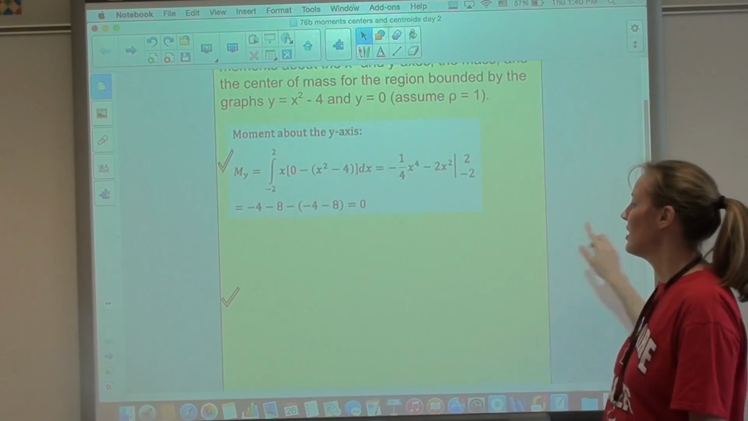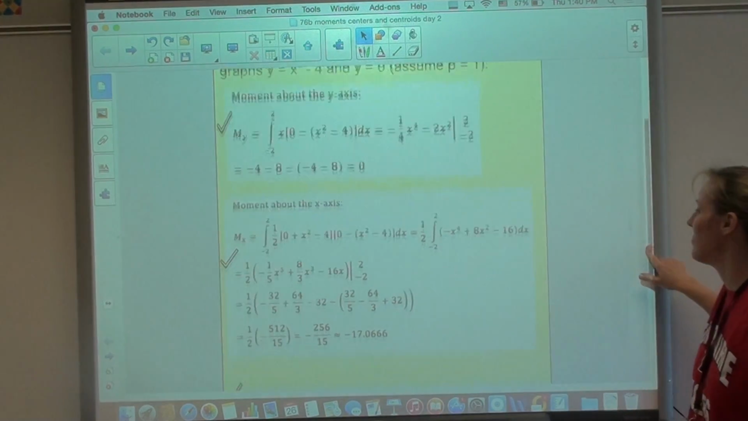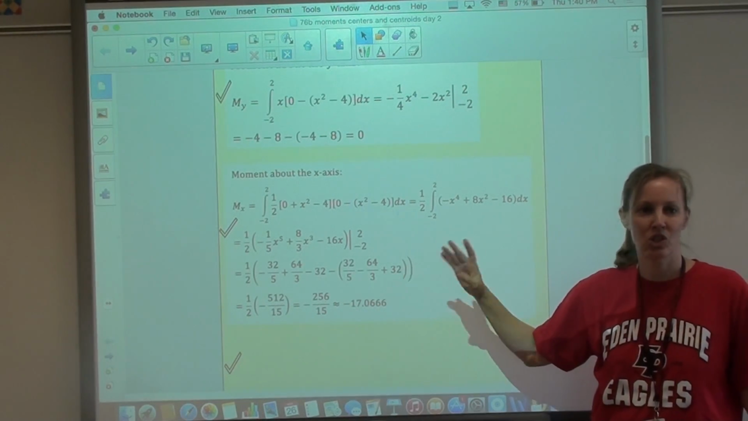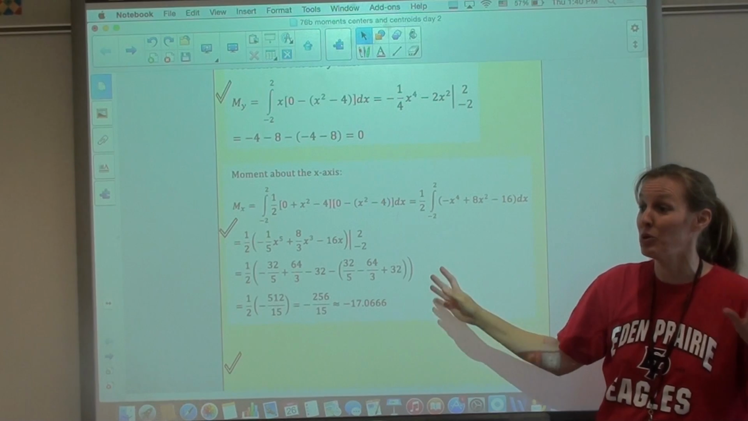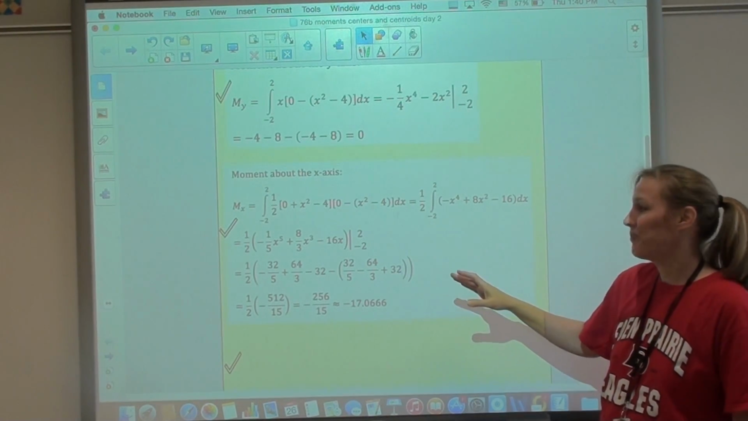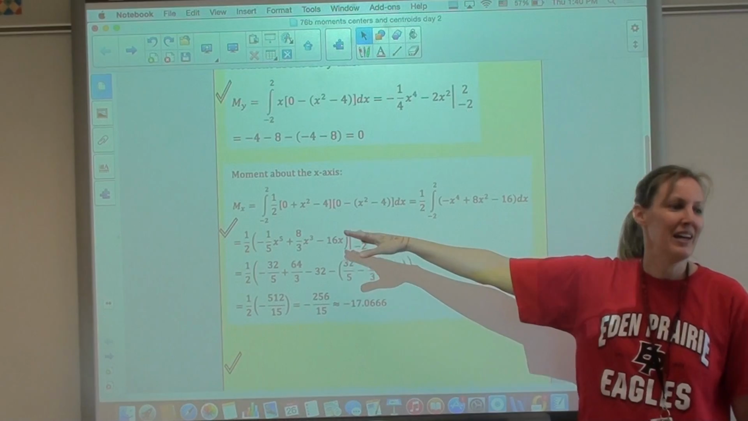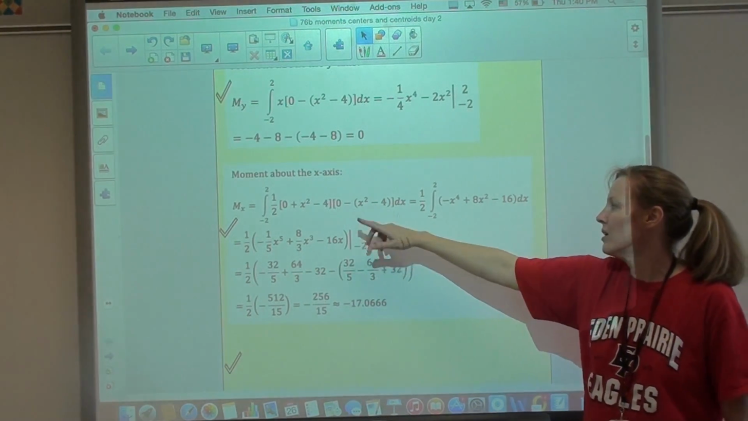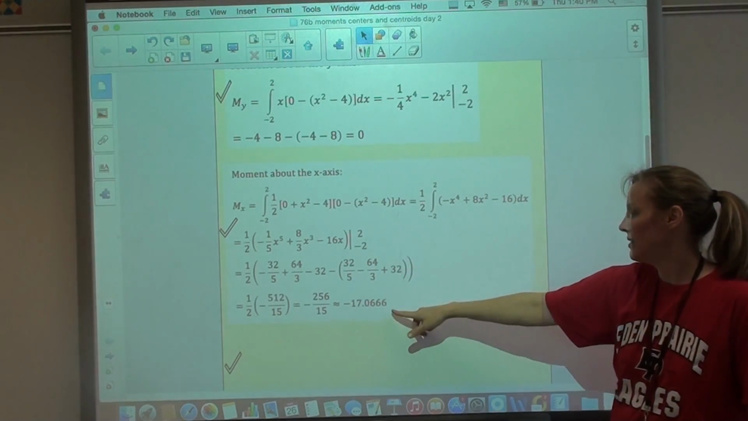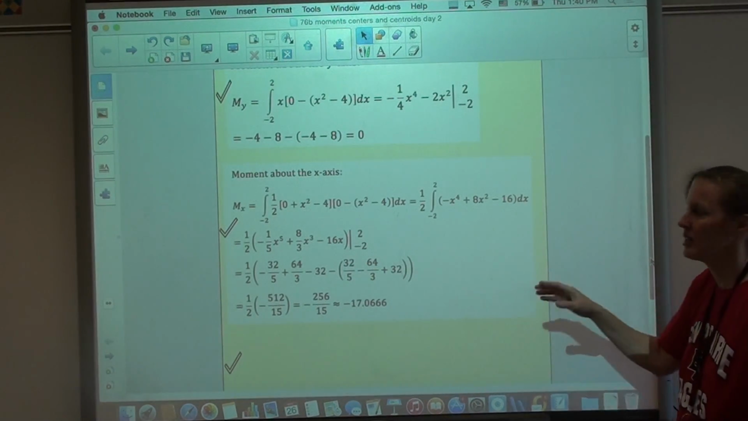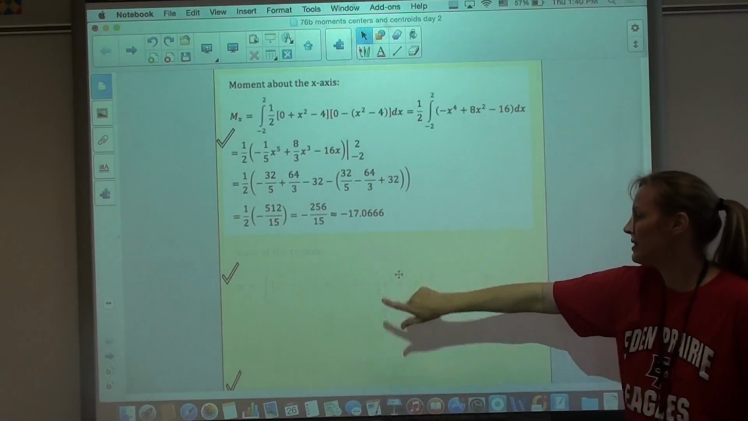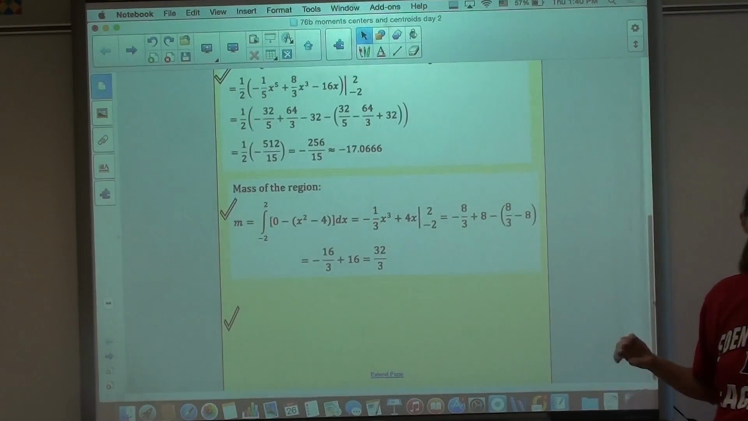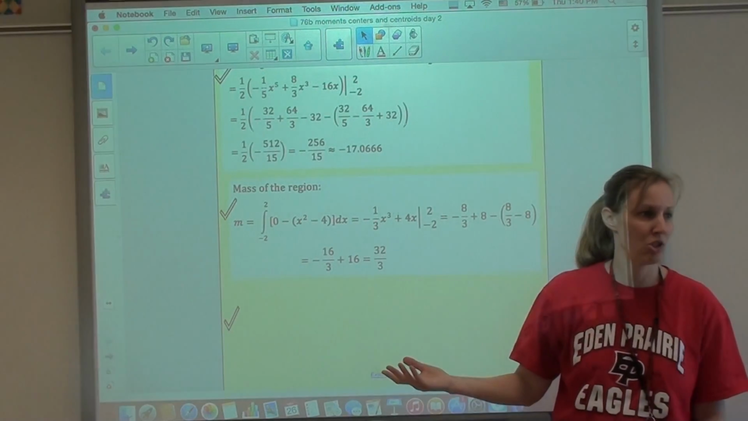All right. So, our vertical moment, and by the way, you again do not have to do the whole integral by hand. I was just in a, hey, let's do it by hand kind of mood, right? Okay. So, anyway, vertical moment, your moment about the x-axis, 1/2, add, subtract, negative 17-ish, right? All right. Mass is 32/3. That's just the area, right? Because it's area times density, but the density we're just using as 1.